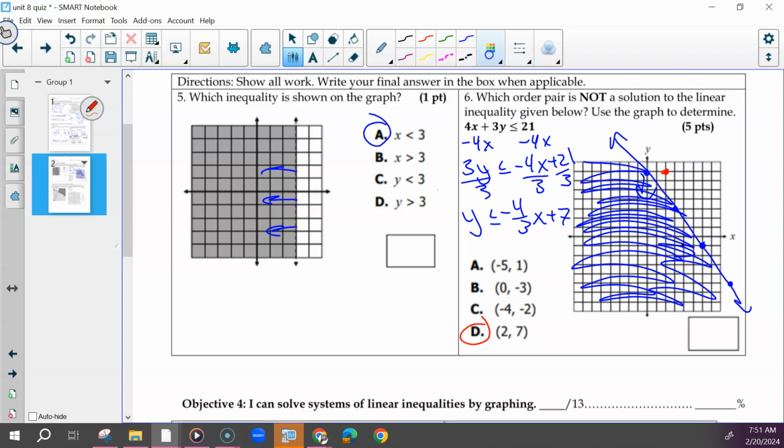So then the 5 points on that one were, did you solve the inequality to get it back in slope-intercept form correctly? Did you graph the slope and y-intercept points correctly? Is your type of line correct, solid, not dashed? Did you shade it correctly and then get the correct point? Questions on that? Okay.